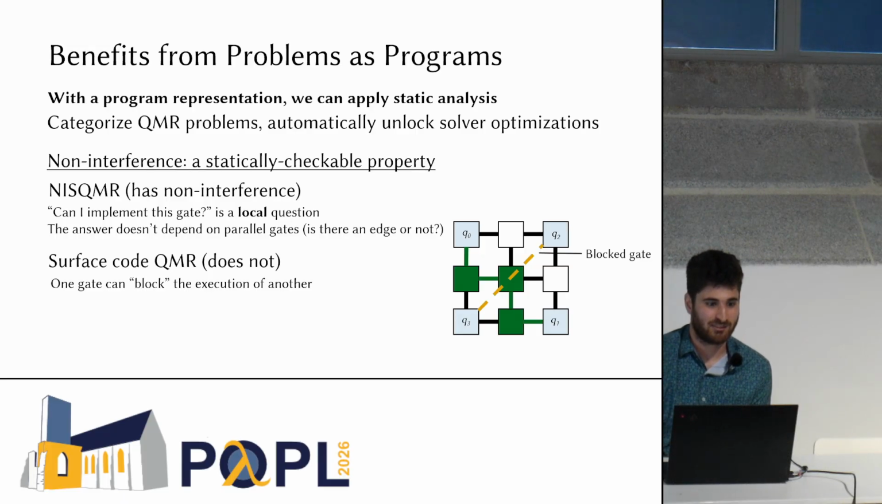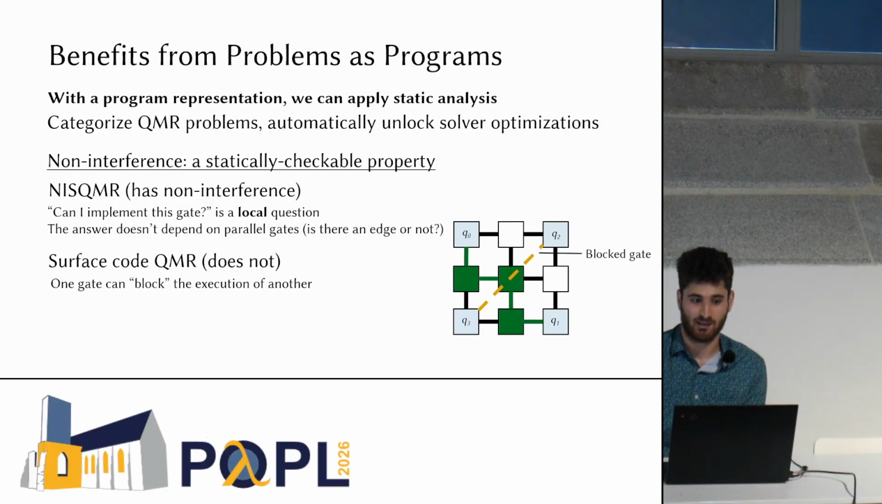And at this point, I want to talk a little bit about what we gain from thinking about mapping and routing problems as programs. The key takeaway here is that with a program representation of a problem, we can apply program analysis techniques. And that allows us to better understand the space of qubit mapping and routing problems, as well as apply optimizations to the solver that specialize to particular use cases.